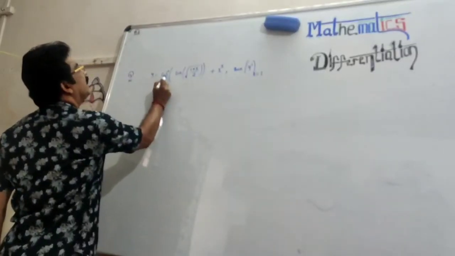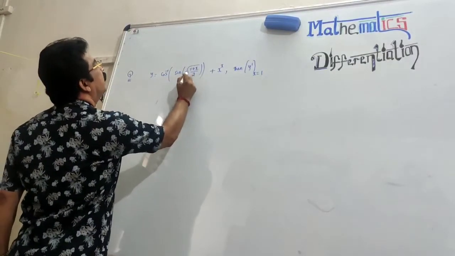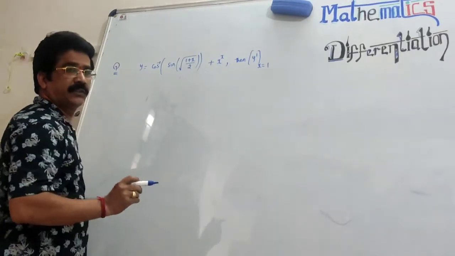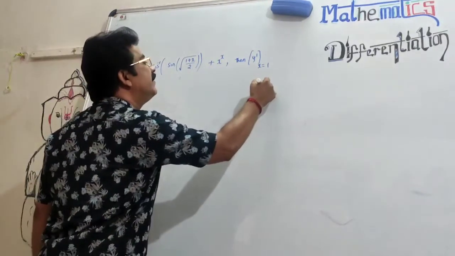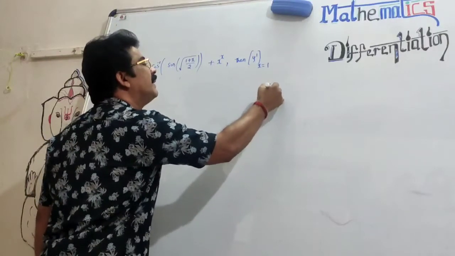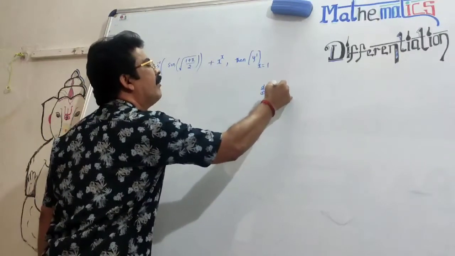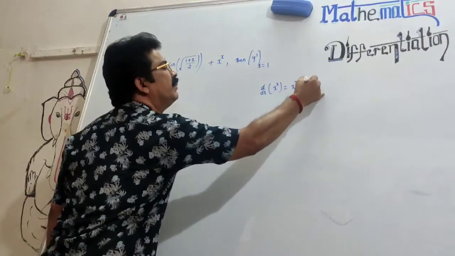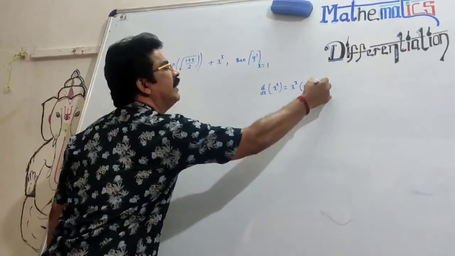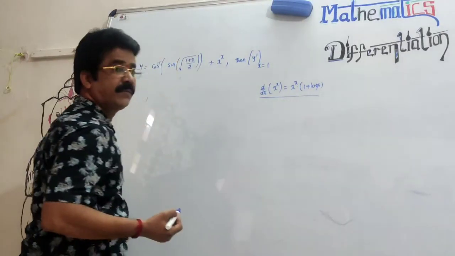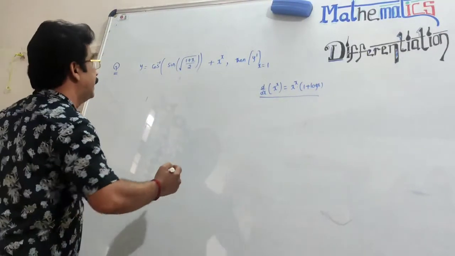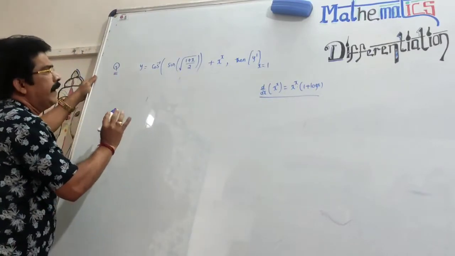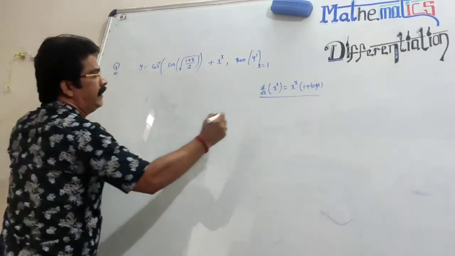If y equals cos inverse of sin of root of (1 plus x) by 2, plus x to the power of x. Remember it as a formula: d by dx of x to the power of x equals x to the power of x into (1 plus log x). We have to remember this as a formula. Its proof I already explained in board classes. One easy method is there.